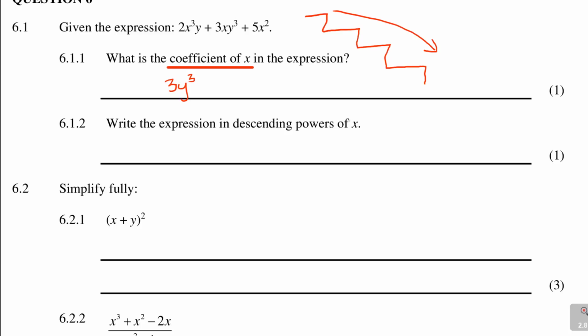So you're focusing on x. You start with the highest power of x. Here we have got x cubed, that will be number 1. Then after that we've got x squared, that will be number 2. And then we've got x, that will be number 3. So it will be 2x cubed y, plus 5x squared, then plus 3x y cubed. Forget about y. Don't look at y. Focus on x. That is the descending.